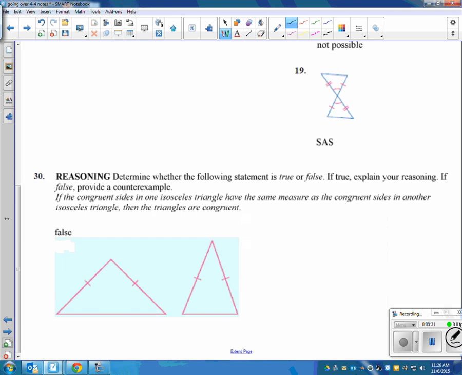What about number 30? It says true or false. If the congruent sides in one isosceles triangle have the same measure as the congruent sides in another isosceles triangle, then the triangles are congruent. Basically, they're telling you 2 sides are congruent. Is that enough to show that the triangles are congruent? It's not. You need 3 sides or you need side angle side. So hopefully you were able to draw a picture there that shows 2 isosceles triangles that have the same lengths of the sides, but they definitely could have different angles there.